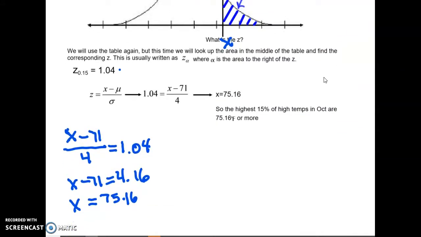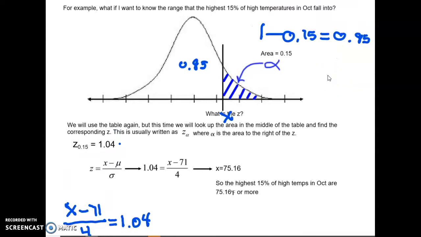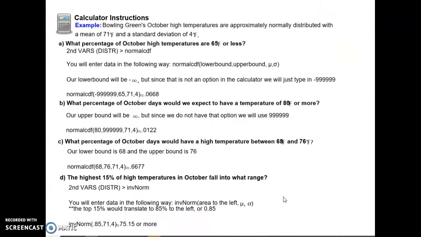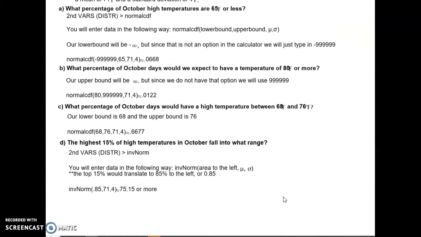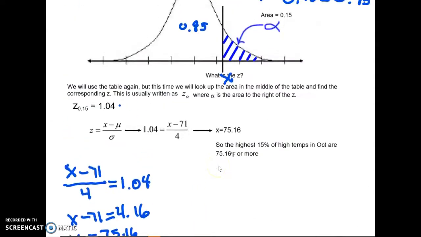Now, if we want to do this using the calculator, it's pretty simple, and let me show you here. What you're going to be looking for, again, this is your calculator page, it's the very next page after that, is the inverse norm. It's in the notes right here, and I'll walk you through how to do that.